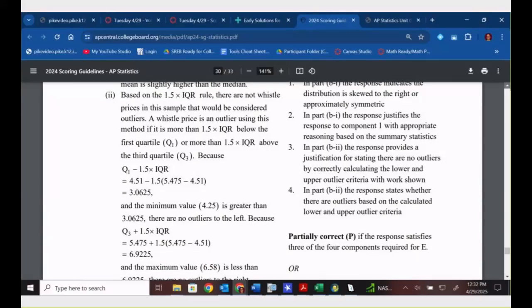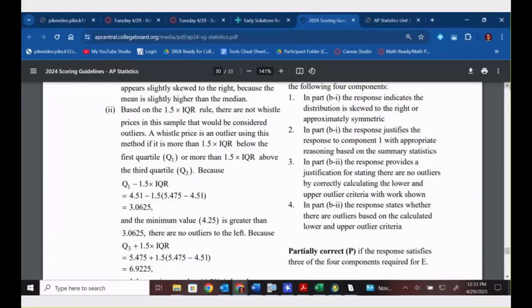If they satisfy 3 of these 4 components, then they get a P. Less than 3 of the 4 components would be an I. So 1 or 2 components, or none, would be an I.